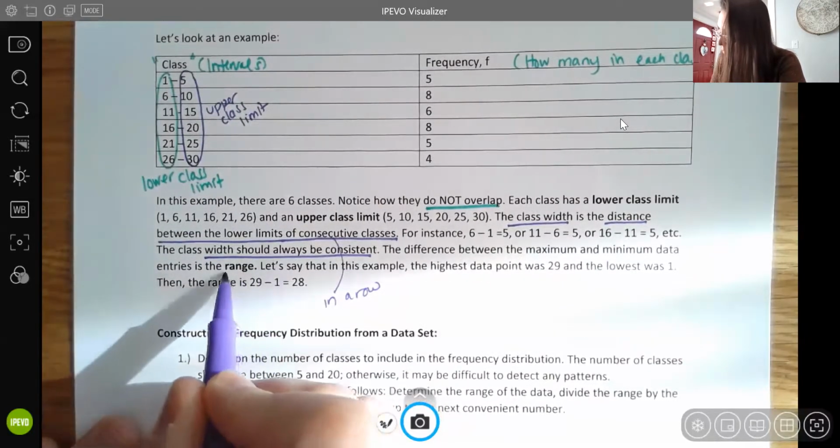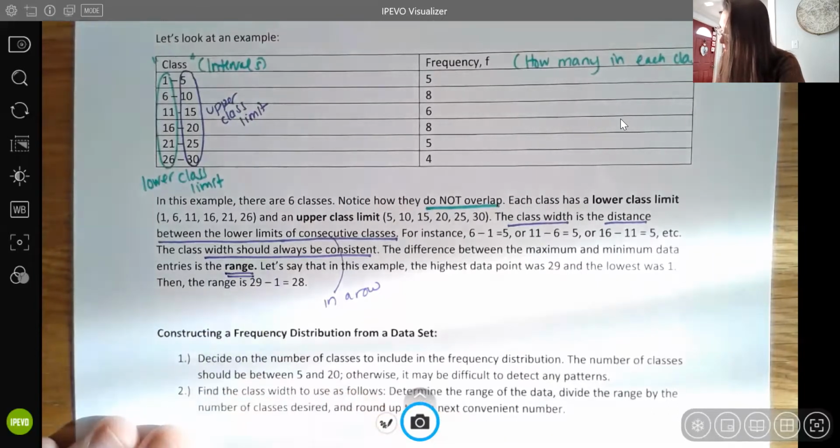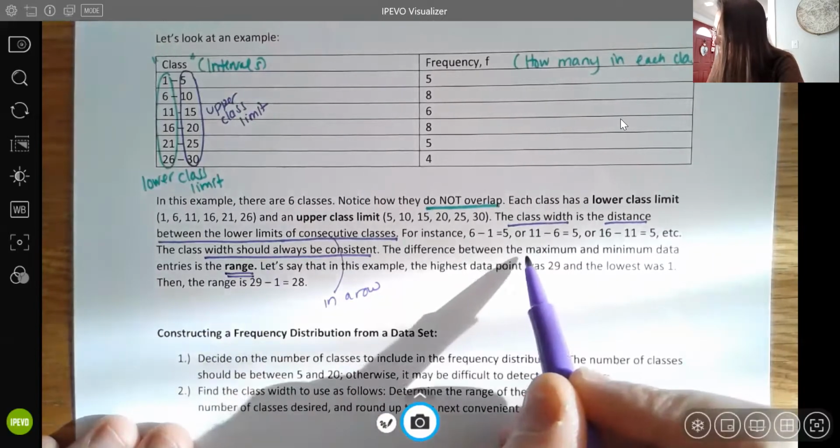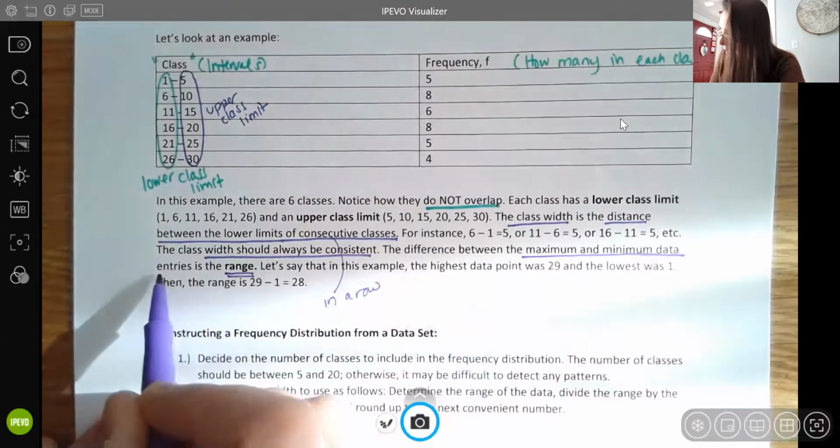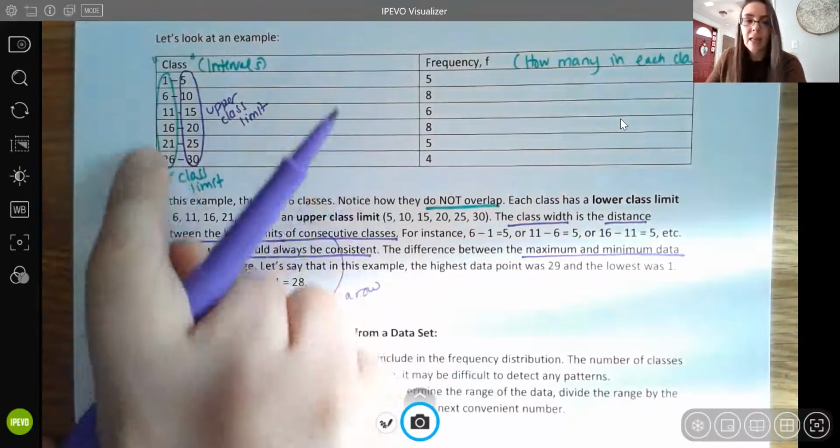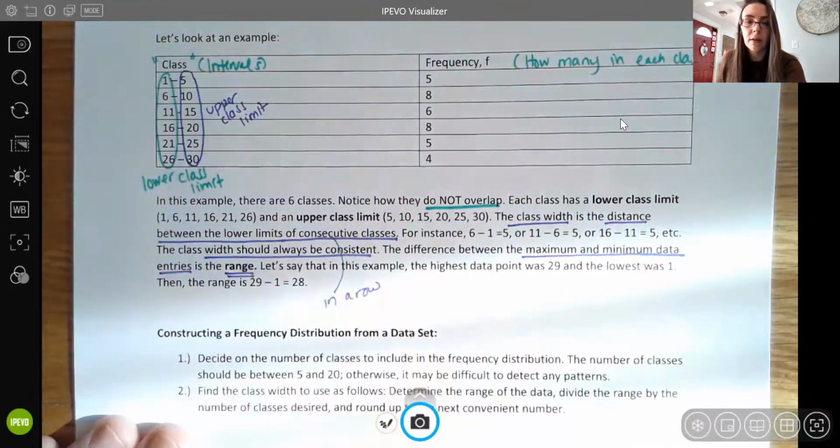Another definition would be range. So you want to be careful with range. Range is the difference between the maximum and minimum data entries. So it's not the classes. It's not 30 minus 1. It's whatever your actual data points are.